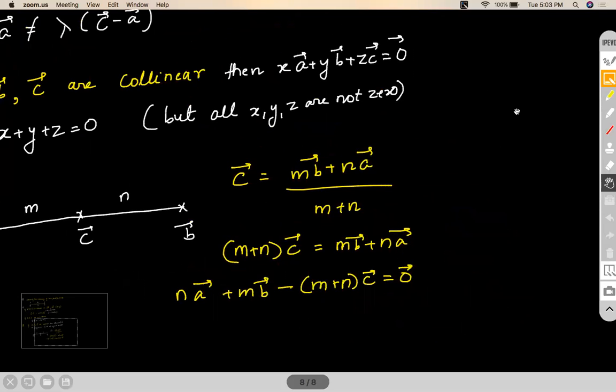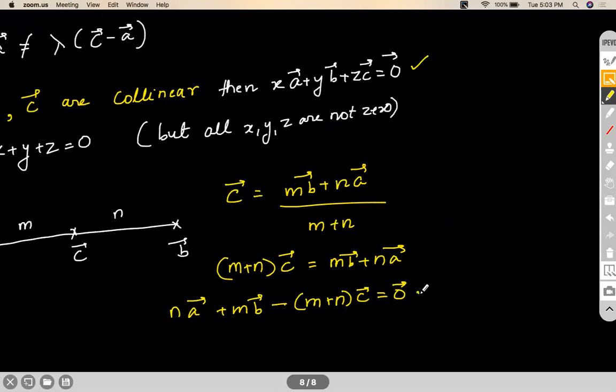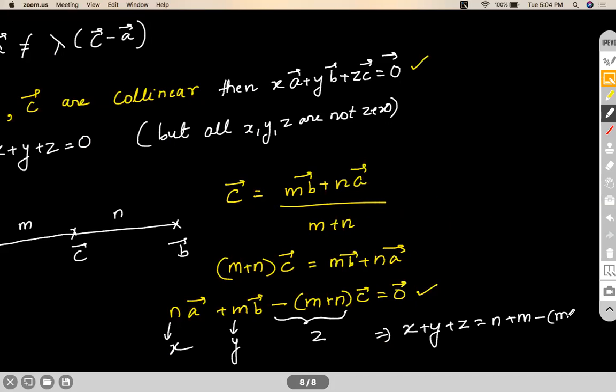Now try to compare this with this. Let's say this is your X, this is your Y, and this whole thing is your Z. So what you're seeing is that a linear combination of A, B, C expressed as a null vector would imply X plus Y plus Z, which is actually N plus M minus (M plus N), will give you a 0, despite all of them not being 0. Are you getting this fact? So this is a more difficult way to figure out whether the 3 vectors are collinear or not.